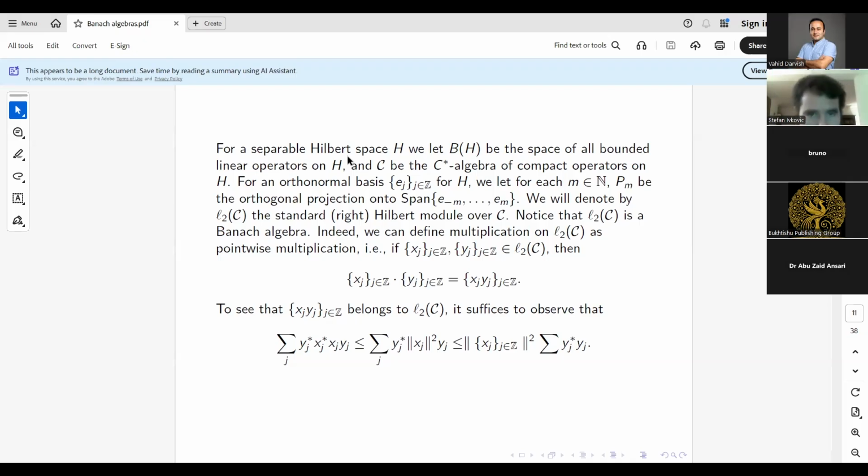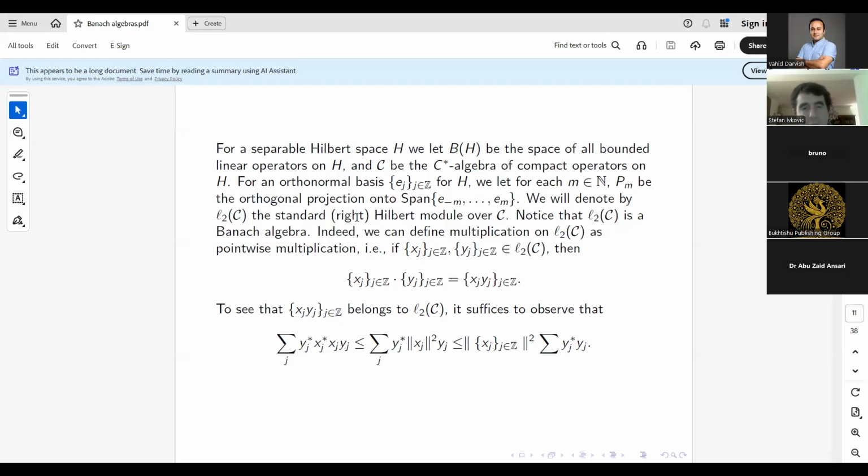So now we finally come back to my original abstract for this conference. For a separable Hilbert space H, we let B(H) be the space of all bounded linear operators on H, and we let C be the C-star algebra of all compact operators on H, of course equipped with the operator norm. Then we can take some orthonormal basis for H indexed over Z, and for each m in N, we let P_m be the orthogonal projection onto the span of these basis vectors from e_{-m} up to e_m. And then we now let L2(C) be the standard Hilbert module.